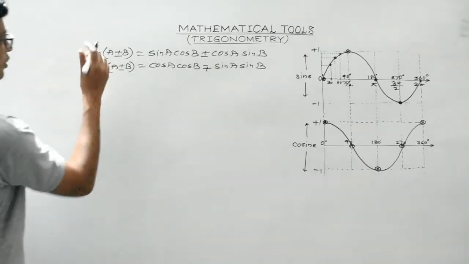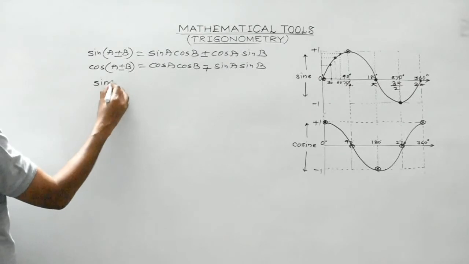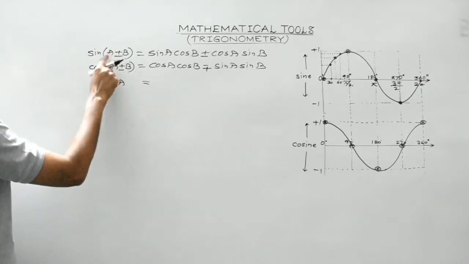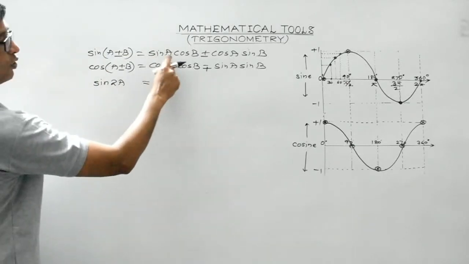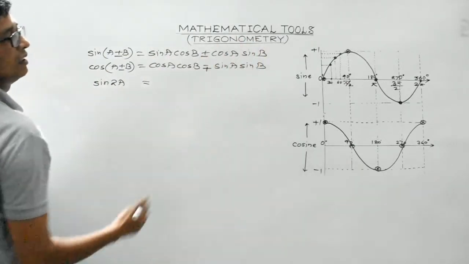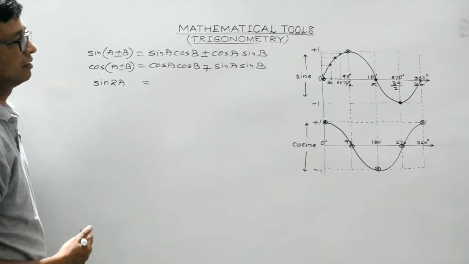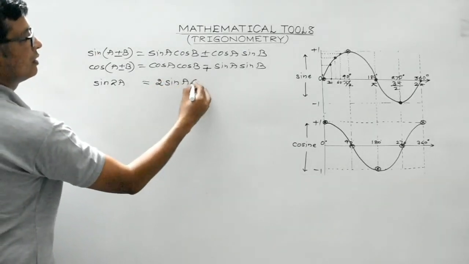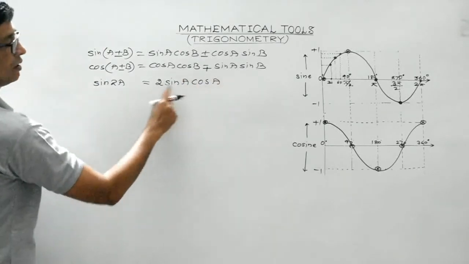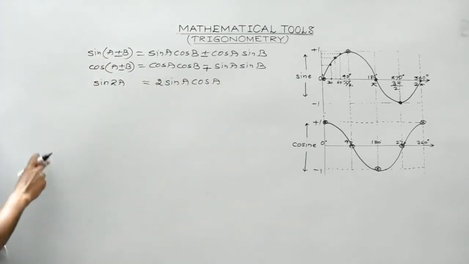Right? Similarly, using these formulas, what we get is sine 2A. Consider the addition formula with B equal to A, so it will become sine 2A. That will give you sine A cos A plus cos A sine A, isn't it? So what we get is twice sine A cos A. You can verify this formula using the first one.